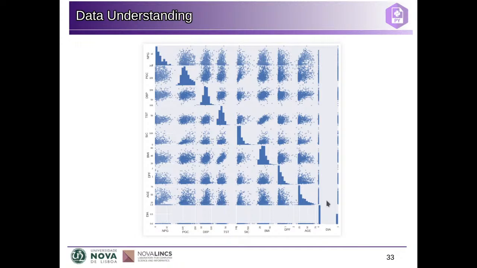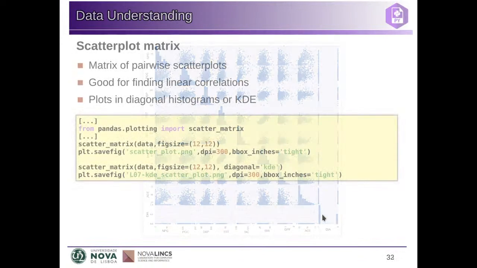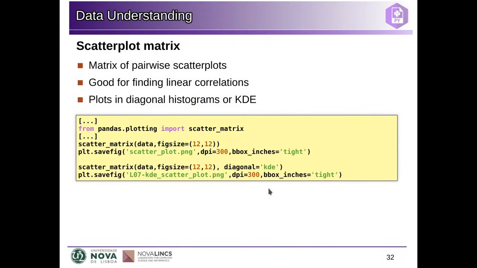And in the diagonal, which would be a comparison with each feature with itself, you can have either a histogram or a kernel density estimation, depending on what you choose here for the diagonal. So if it's hist, you can have a histogram. If it's KDE, then you have a kernel density estimation. Or you can just leave it out. If you don't put anything there, by default it will assume that you want a histogram.